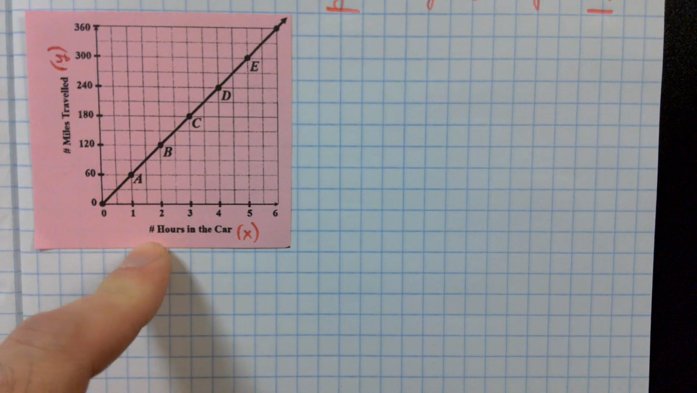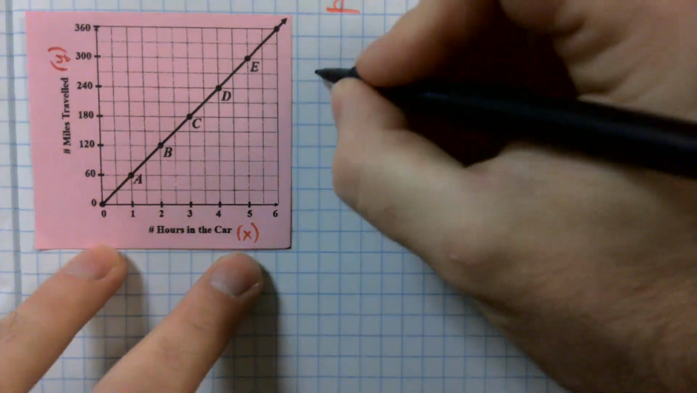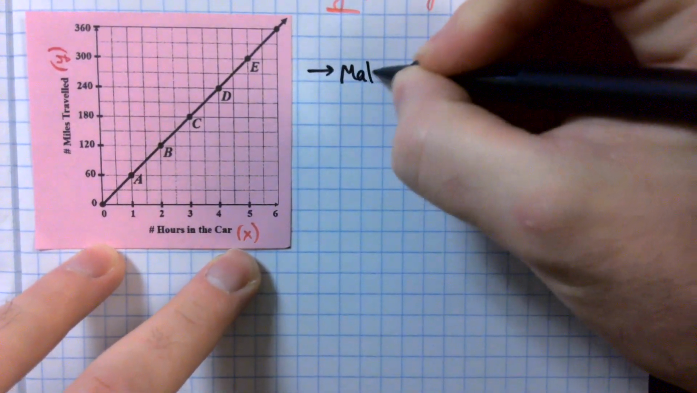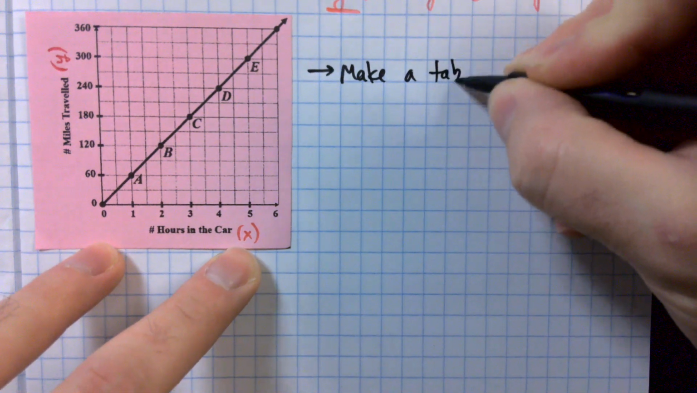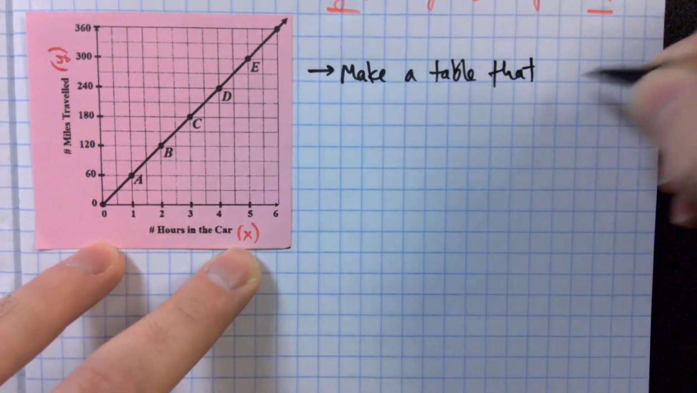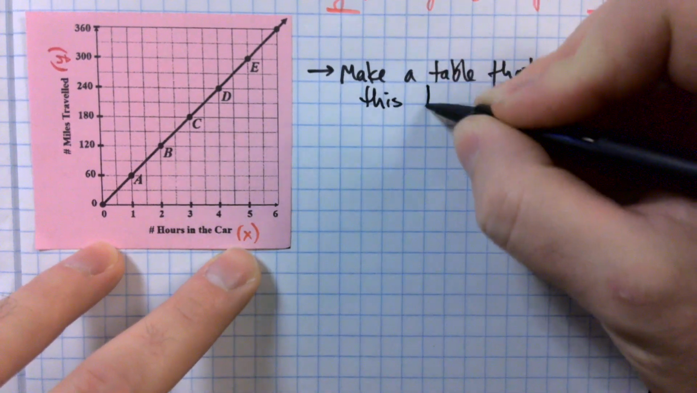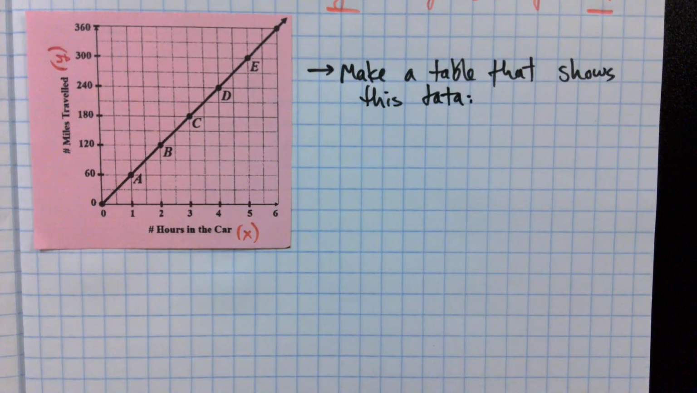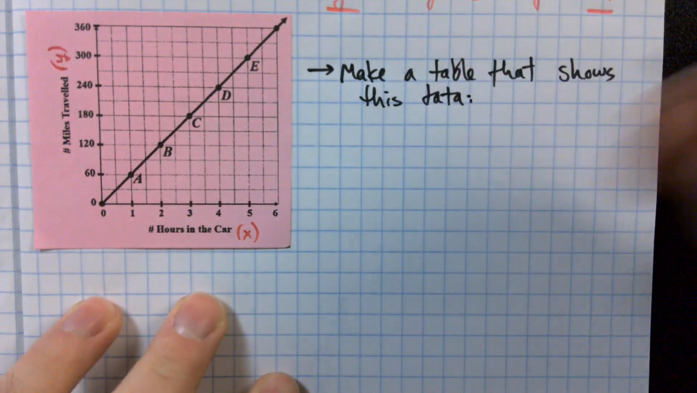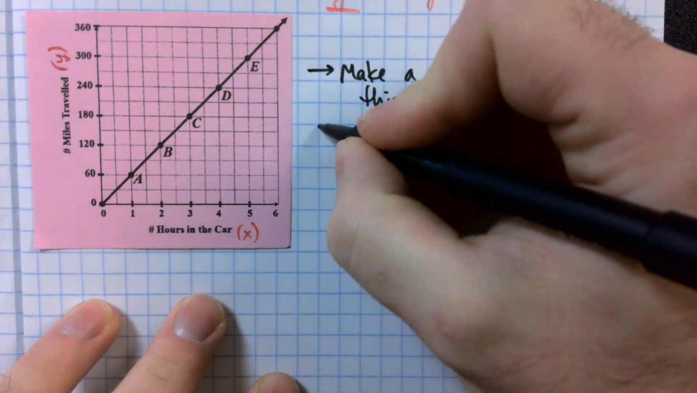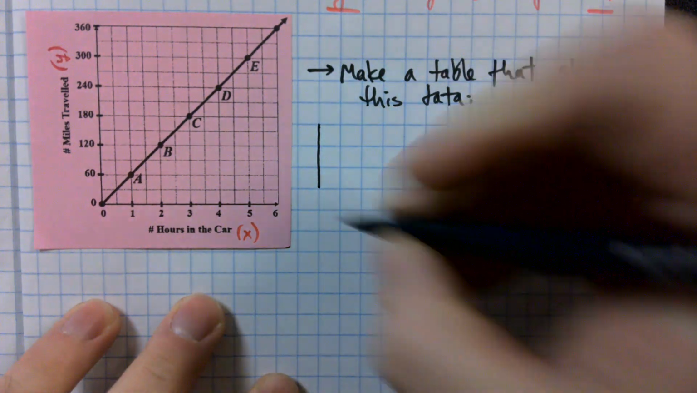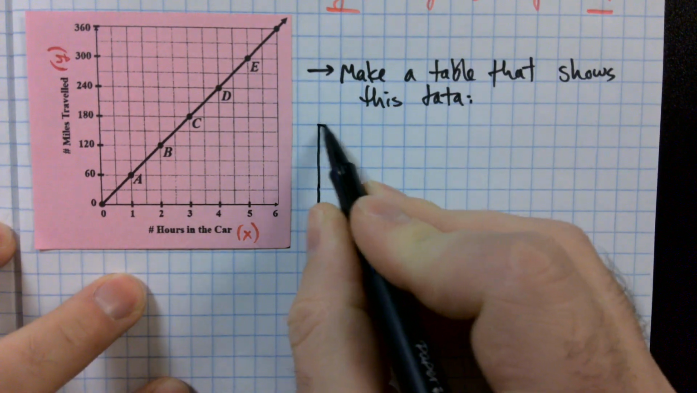What we're going to do is we're going to make a table that shows this data. Okay, so off to the side, we're going to make a little table. Close that Chromebook.